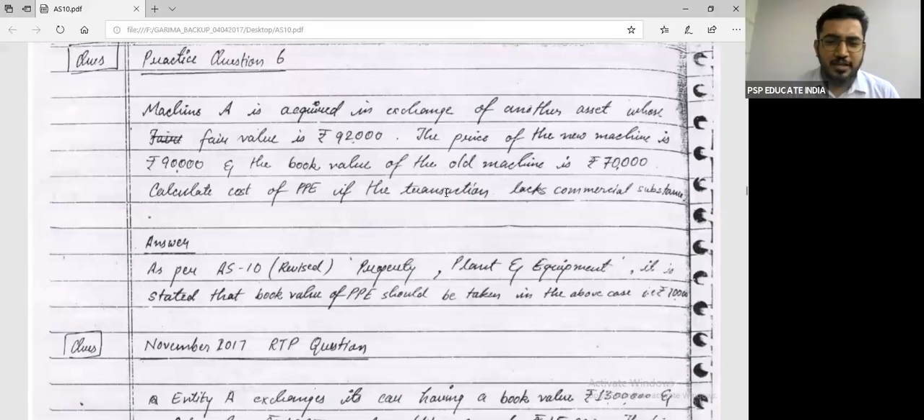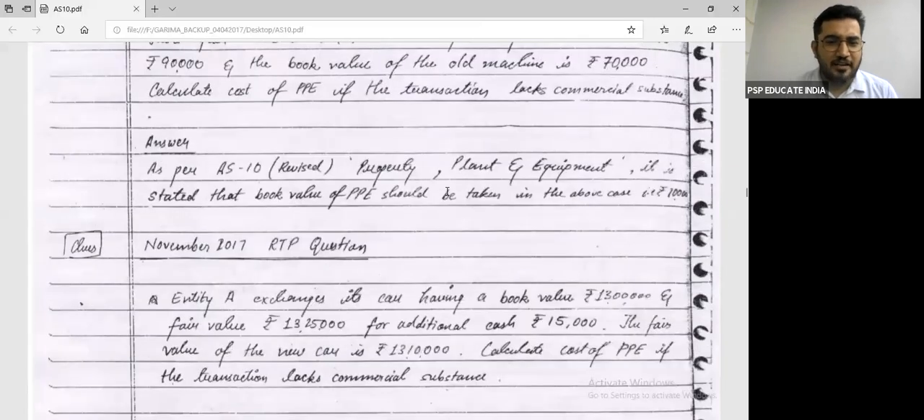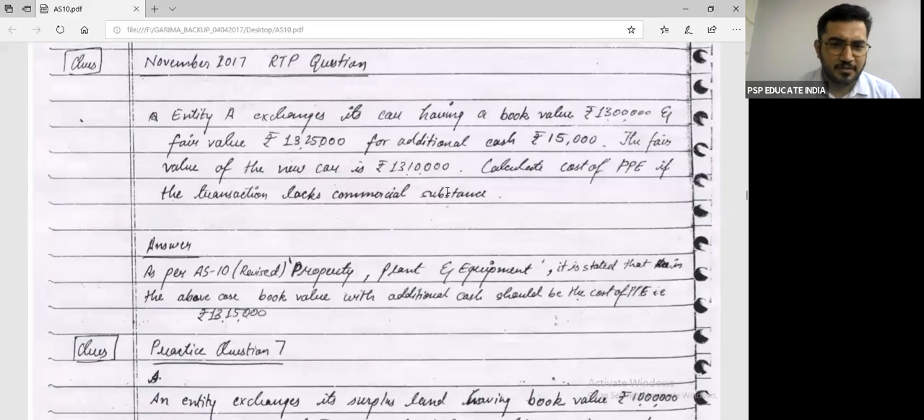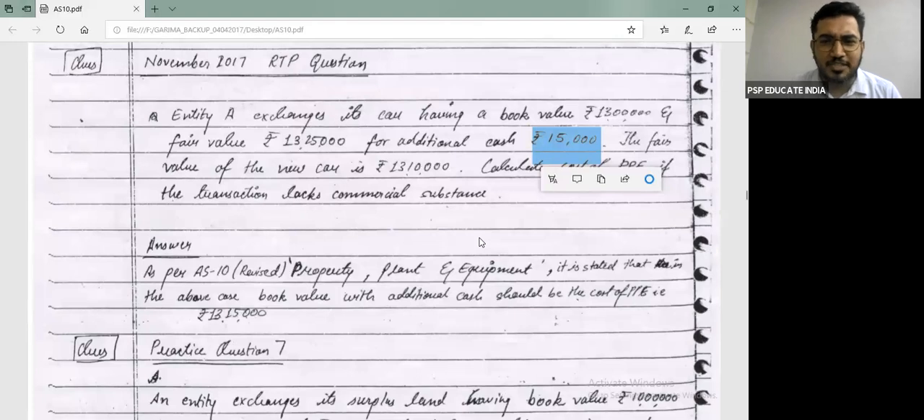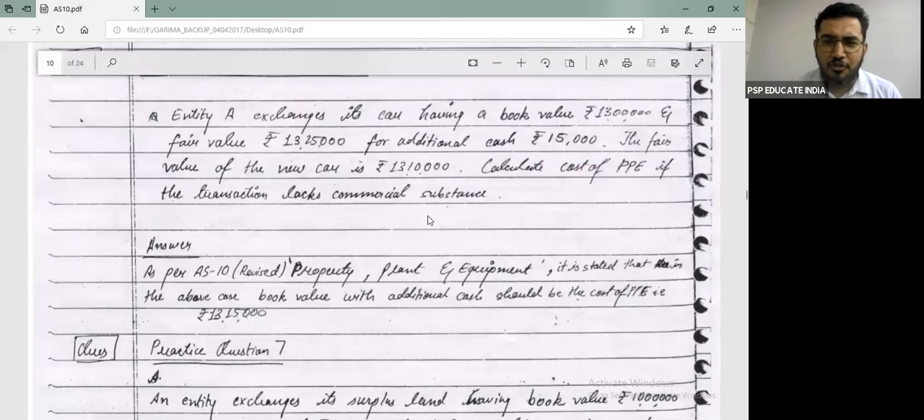Right, let's go to the next question. Now, this next question I will explain to you, so please pay attention. It says entity A exchanges its car having a book value of 13 lakhs and fair value 13 lakh 25,000 for additional cash 15,000. मतलब मैंने अपनी कार तो दी, ऊपर से additional 15,000 भी मुझे देना पड़ा. The fair value of the new car is 13 lakh 10,000. Calculate the cost of PP if the transaction lacks commercial substance.